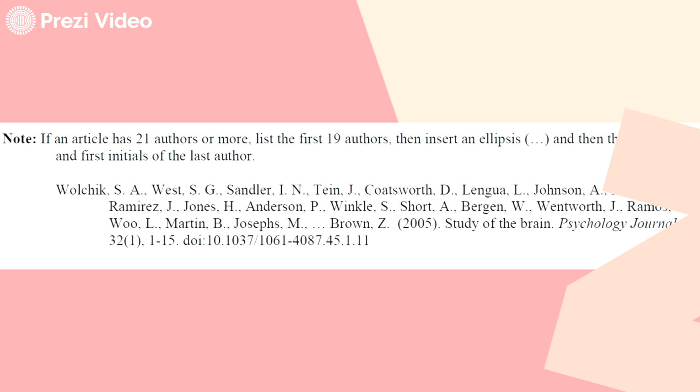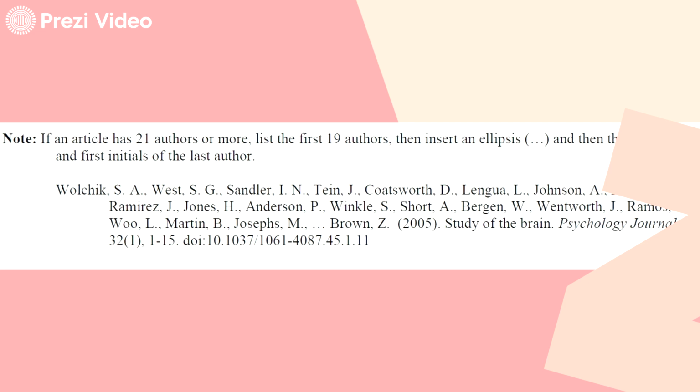So you're going to skip author number 20. So list down all 19 names, skip the 20th name, and then mention the 21st. And then the rest of the format will be the same: the year, the journal title, the name of the journal, and the volume, issue, and page numbers.